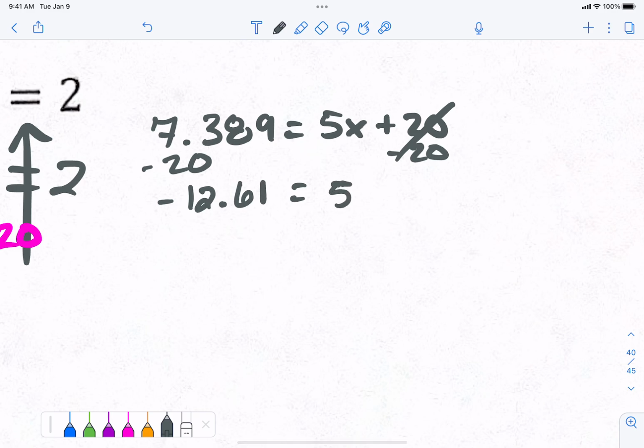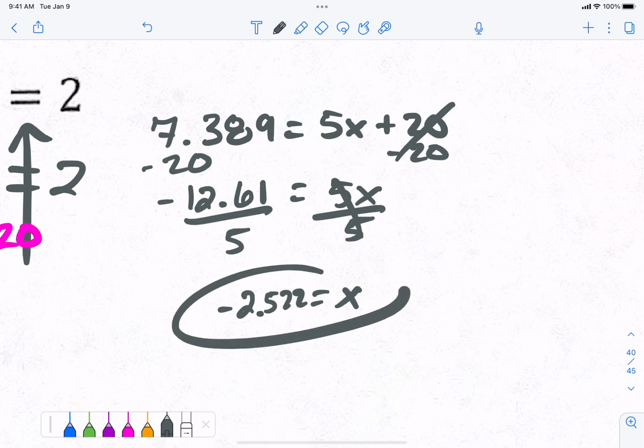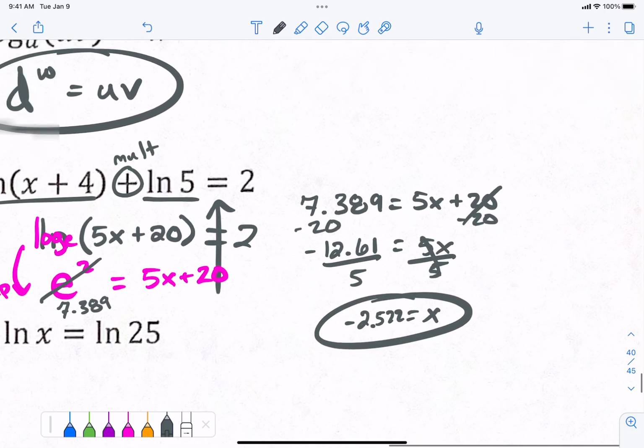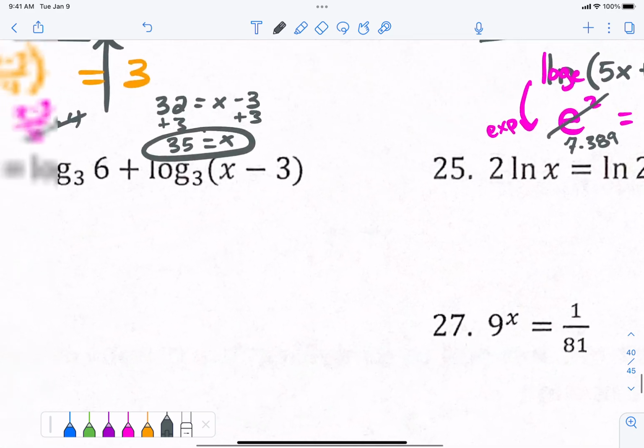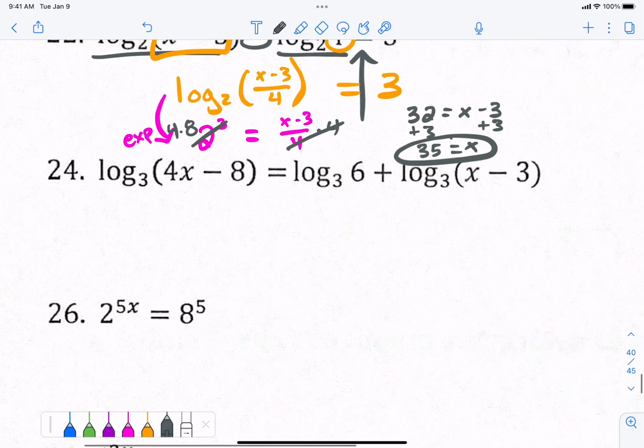Equals 5x. Divided by 5 and divided by 5. X is equal to negative 2.522. Something of that nature. Okay, he won't come out nicely. Probably a little over half of the time he won't come out as a nice number. Okay, good? Happy with that? Not happy with it, but we'll do. Okay. All right, 24.